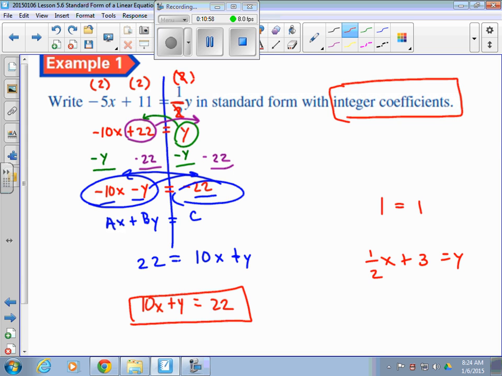And I know going back and forth might have been a little confusing right there. But all you want to do is make sure that a's value is positive. 10x plus y equals 22. Let's try one more real quick.